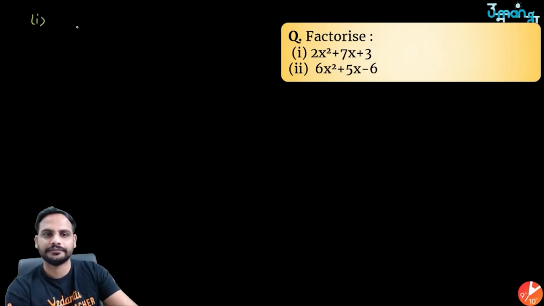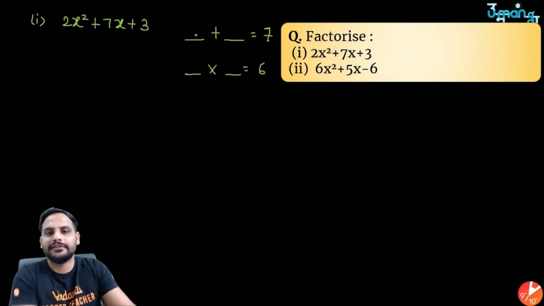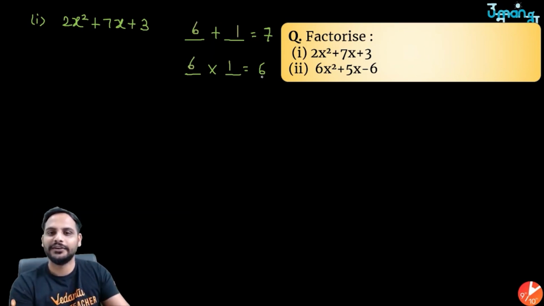First one, 2x square plus 7x plus 3. Now here I want two numbers such that their addition is equal to the coefficient of x, which is 7, and their multiplication is equal to a into c. Coefficient of x square into constant term, 2 into 3 is 6. So the numbers are simple, 6 and 1. 6 into 1 is 6, 6 plus 1 is 7. So 2x square plus 6x plus x plus 3.